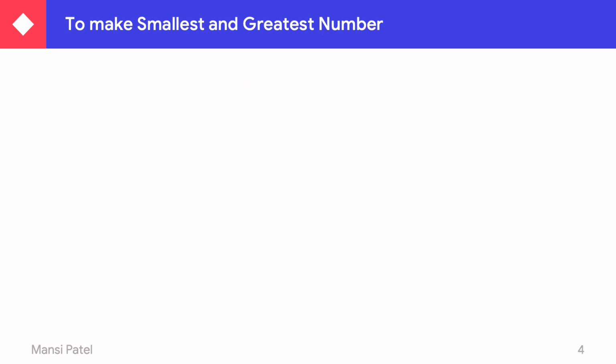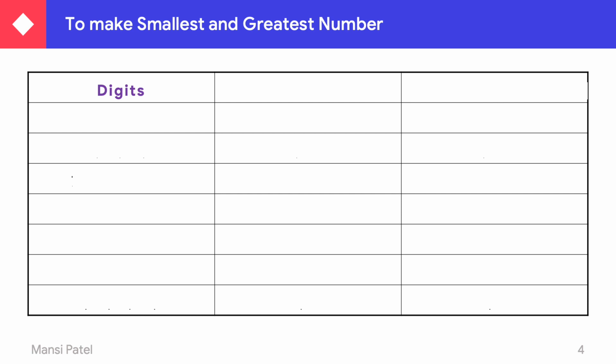Now let us study how to make the smallest number and greatest number. Here in one column, I am giving digits to you. After that, you have to make the smallest number and the greatest number. So your digits are 9, 2 and 0. Using these three digits, you have to write down the smallest number and the greatest number.